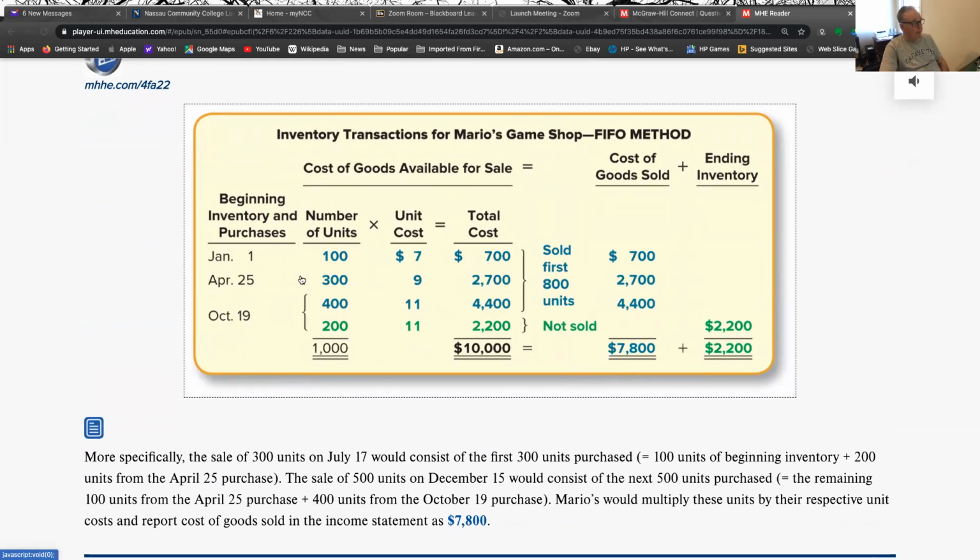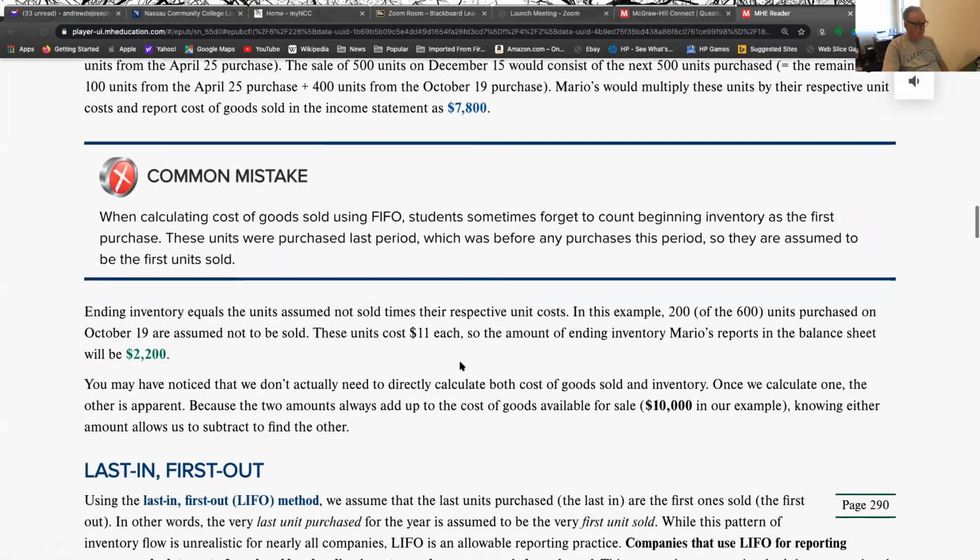You see, here they're saying that if you had 1,000 units available to sell and you had 200 units left, which ones did you sell? You sold the oldest ones. You sold these 100. You sold these 300. Of the 600, you sold these 400. That adds up to 7,800. That's fine. You could do that. But there's a quicker way. Figure out this 2,200 and then subtract it from 10,000. You'll get the 7,800. That's first in, first out.